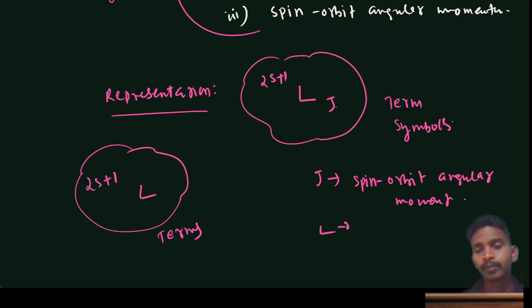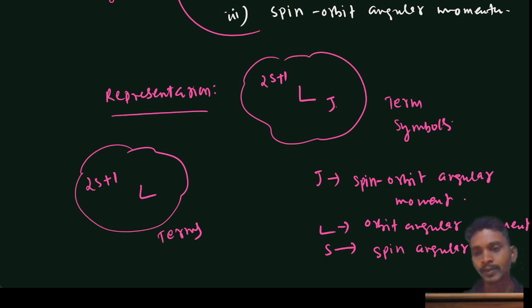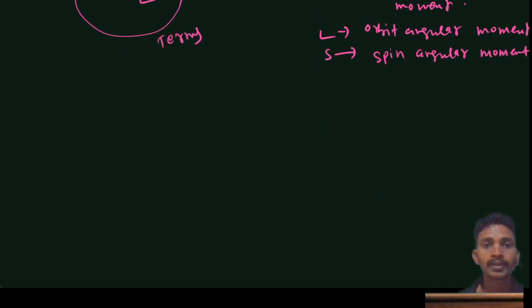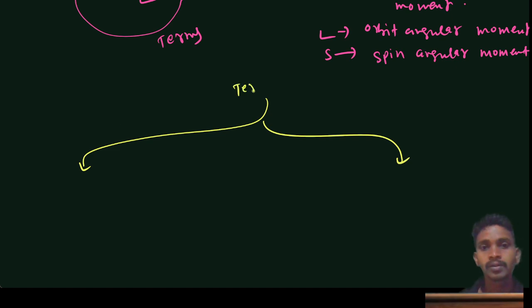In the previous class we discussed what L means. L is orbit angular momentum, and S is spin angular momentum, which we discussed when we were discussing terms. For terms, we discussed that LL coupling and SS coupling are there.